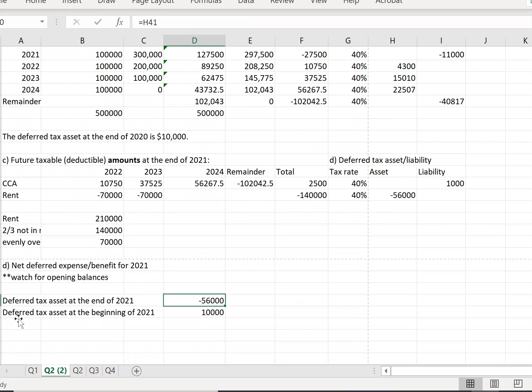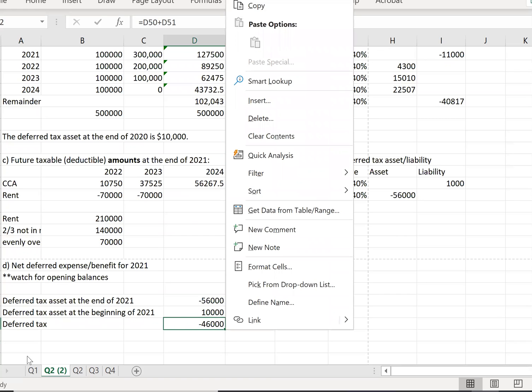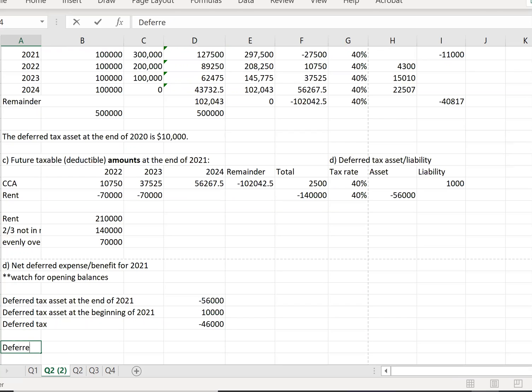Now my deferred tax balance is going to be the sum of these two, or the change in these two, and because they have different signs, it's going to give me the net. So now I've got 46,000. Now let's look at the deferred liability account, deferred tax liability at the end of 2021. So here I've got up here, I do have a deferred liability of 1,000, right?